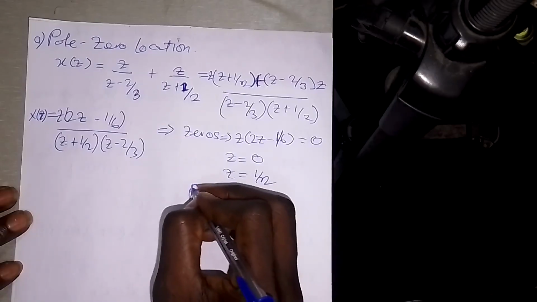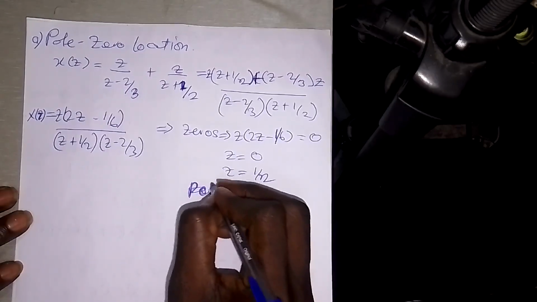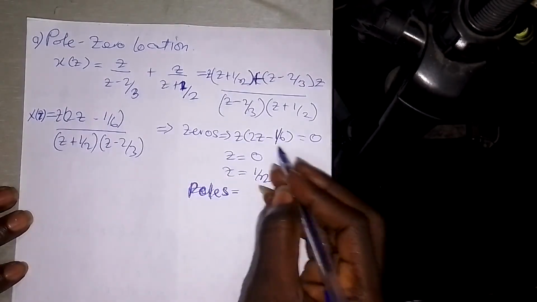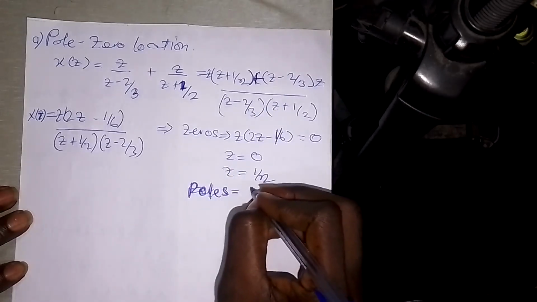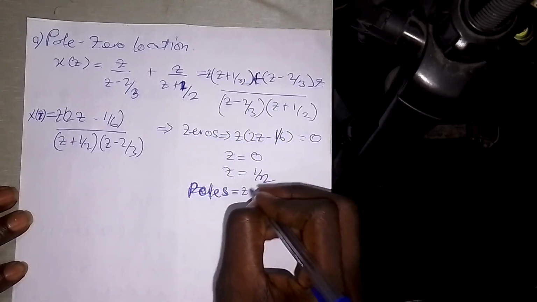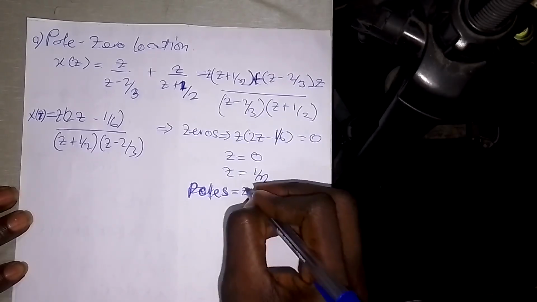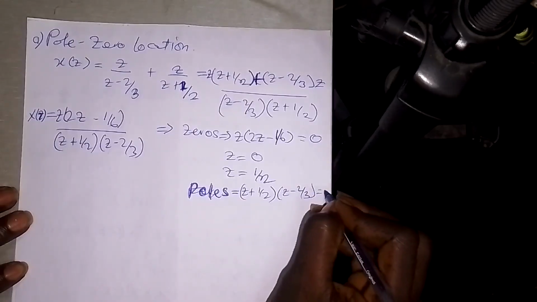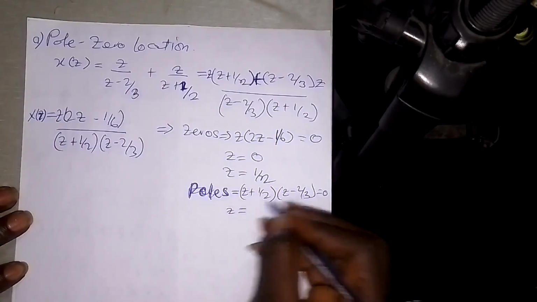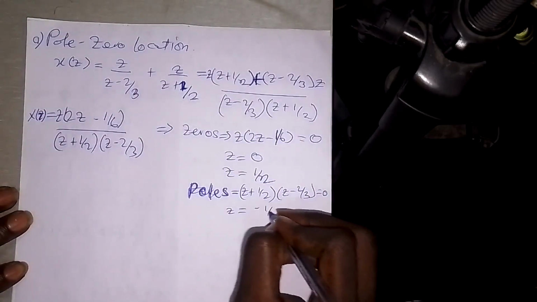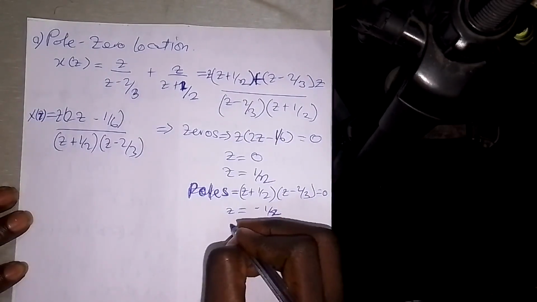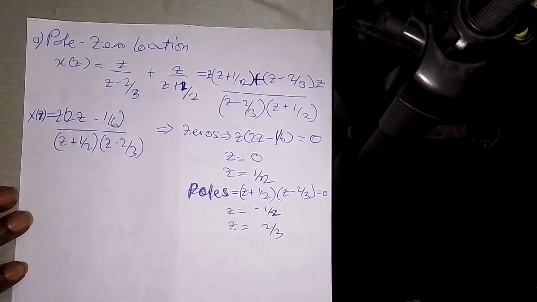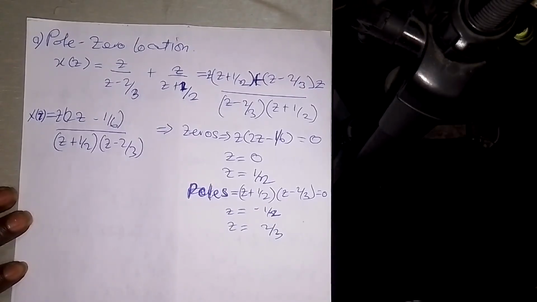Now let me see about the poles. For the poles, I'm going to have z plus 1 over 2, and then z minus 2 over 3 equals 0. So I'm going to have z equals minus 1 over 2, and z equals 2 over 3. So these are what I'm going to have for the poles and zeros.